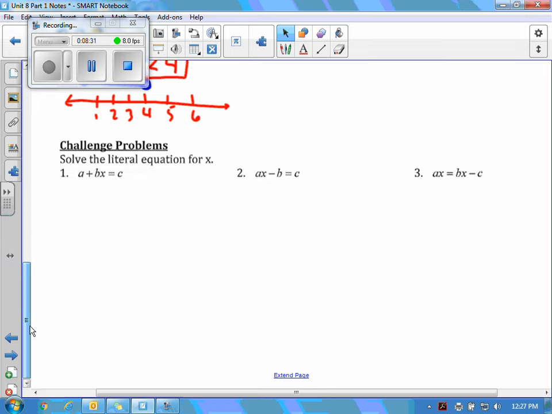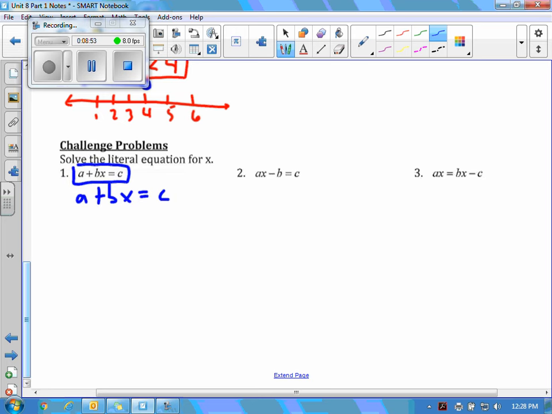The last section in part 1 is a few challenge problems. It says solve the literal equation for x. We call these literal equations; there just aren't any numbers, only variables. So we're trying to get x by itself. I'll do number 1 for you, and then I'm going to let you guys try 2 and 3. I'm still going to box and rewrite, because I'm still solving an equation. So a plus b times x equals c. My goal is to get x by itself.